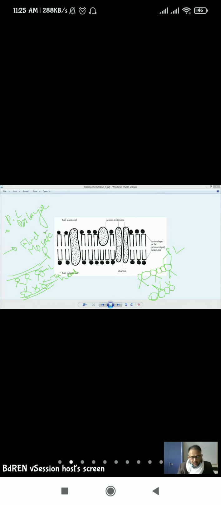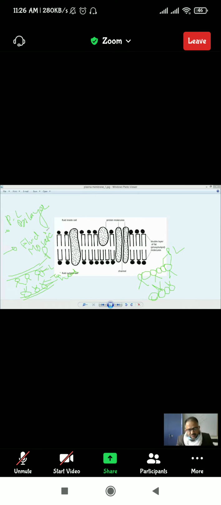Then you have to collect the location, where it is present, and the scientist who discovered or proposed this. Clear? Then their functions and descriptions. The organelles, you have to describe in such a fashion: location, their figures, that is the structure we mentioned, their description, then their functions.